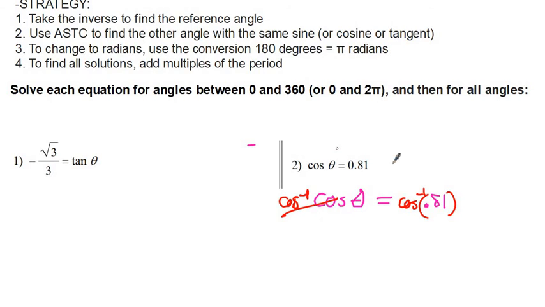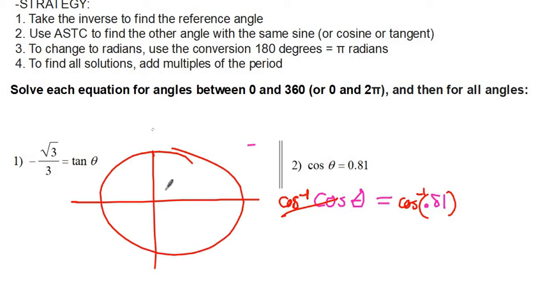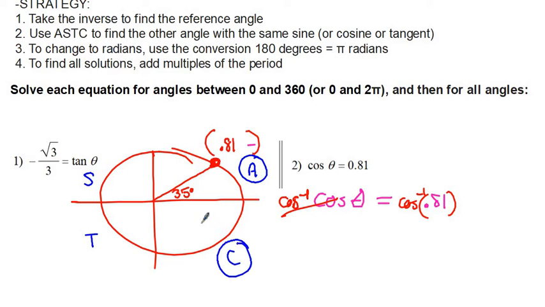So let's come back here and we'll just draw a picture of this. So here's our unit circle. 35 degrees is about right there. And remember, cosine is the x-coordinate, so this means this has an x-coordinate of 0.81. So the question is, where else on this graph would also have an x-coordinate of 0.81? Where else is cosine positive? And the answer is cosine is positive here, and it's also positive here.